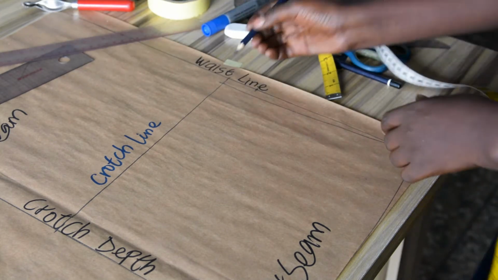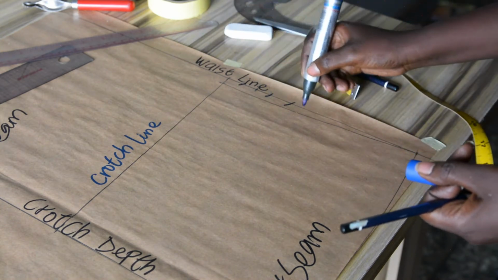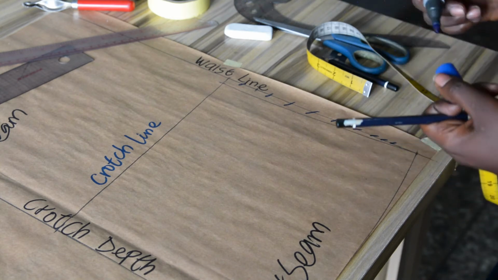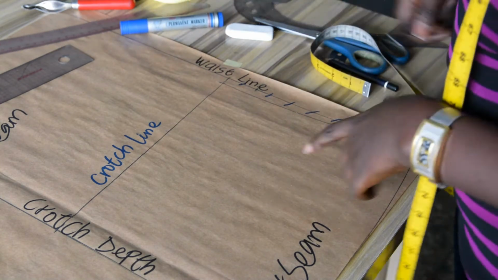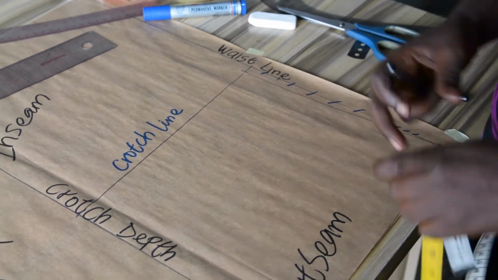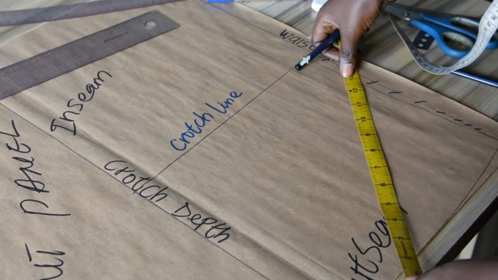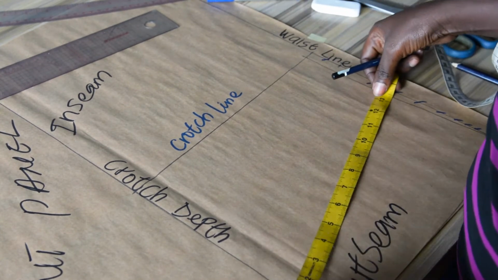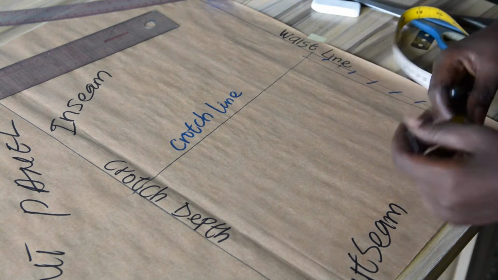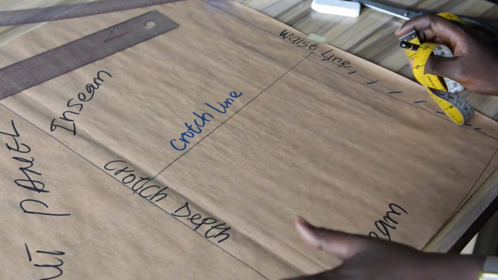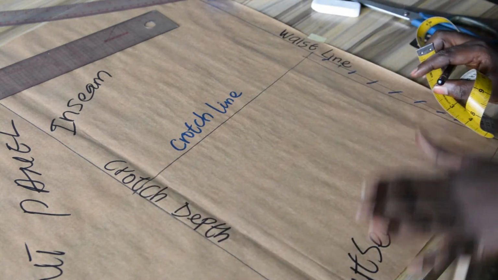Okay, so I will cross this out. So this is no more the waistline. Okay, so the next step is to construct the curve, the crotch curve. In constructing the crotch curve, I will be needing the thigh circumference measurement. Thigh circumference measurement is only needed when drafting a native trouser pattern.